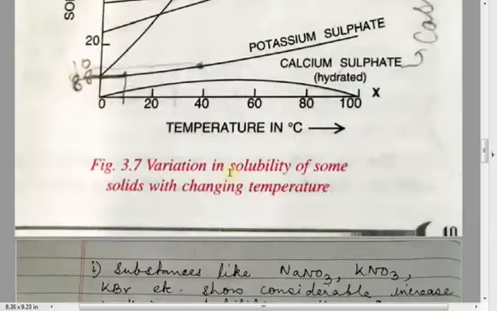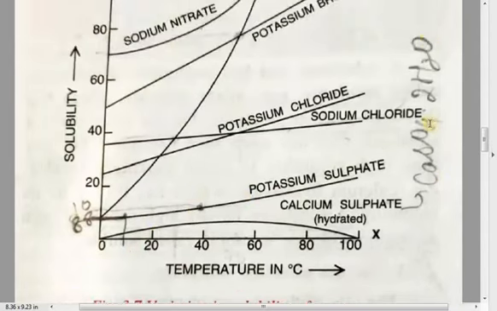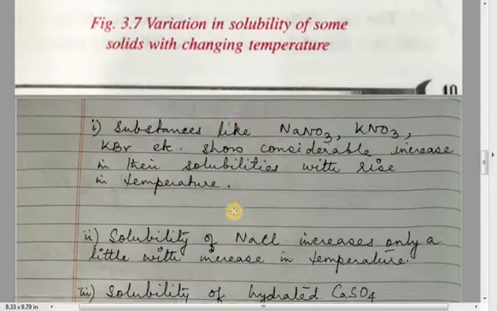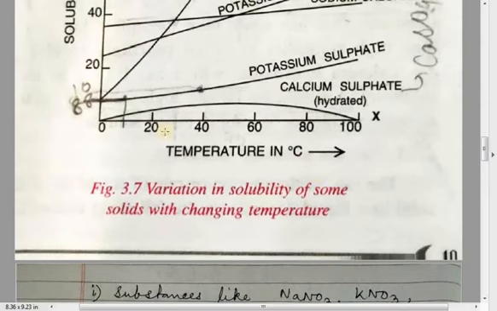Next, whatever I have said, that is calcium sulfate, hydrated calcium sulfate, CaSO4.2H2O, written over here. So the solubility of hydrated calcium sulfate shows that there is a decrease after attaining approximately 50 degrees Celsius temperature in their solubilities with further rising temperature. So if you increase the temperature, first it increases and then decreases.